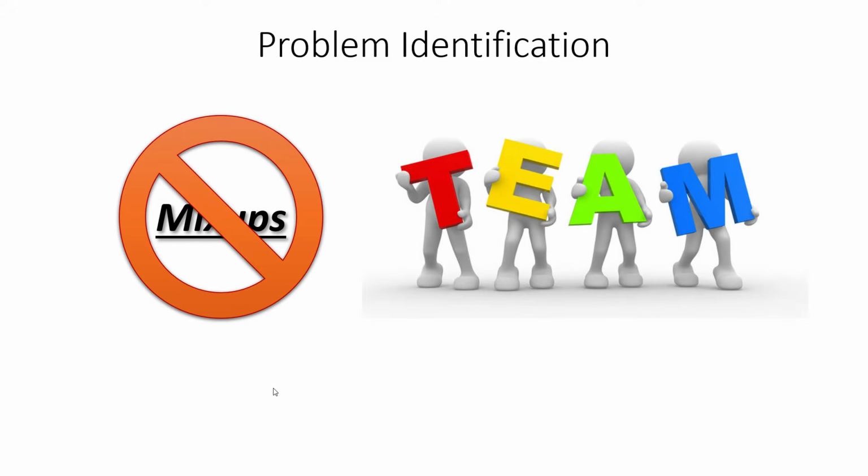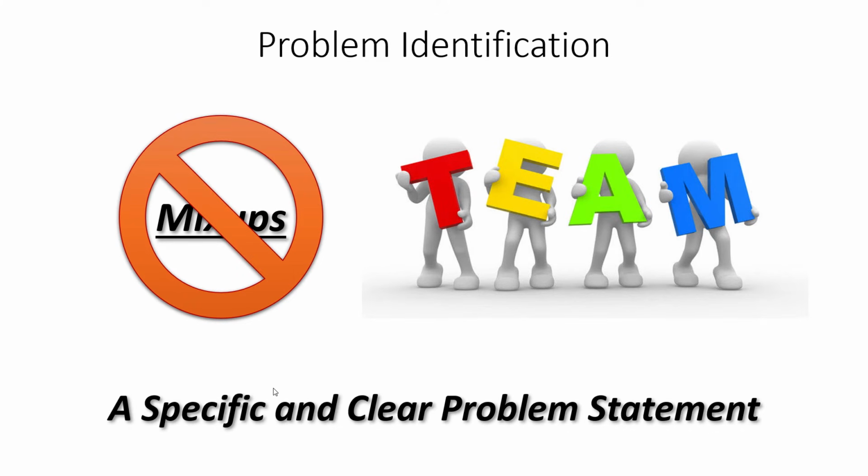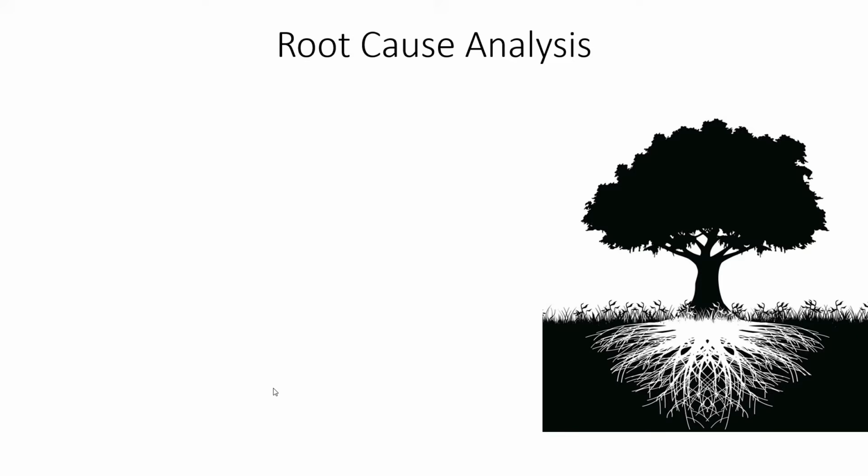So here we are, we're at the end of problem identification, and we've done three things. We've quarantined the affected material, we've formed a team, and we've written a specific and clear problem statement, and now we're able to move into the root cause analysis phase of this CAPA process.